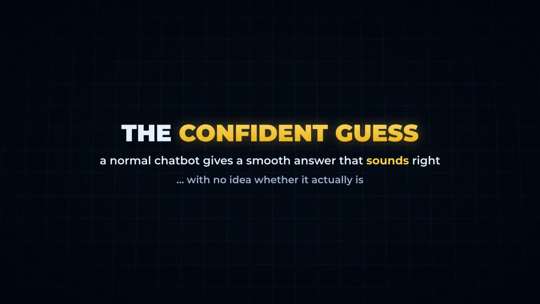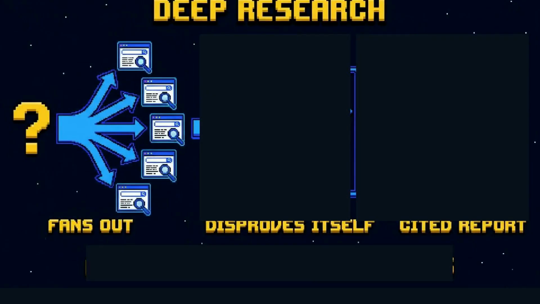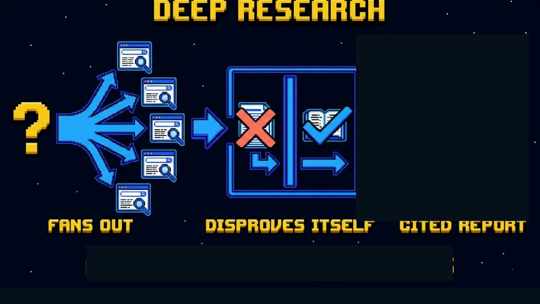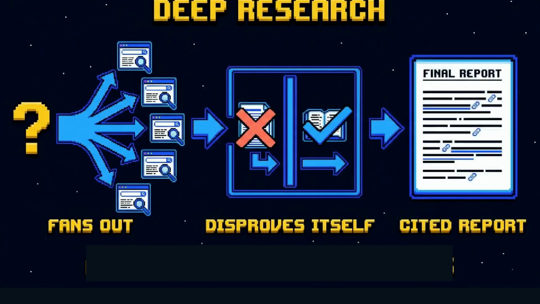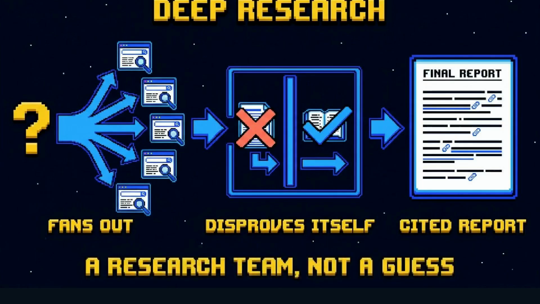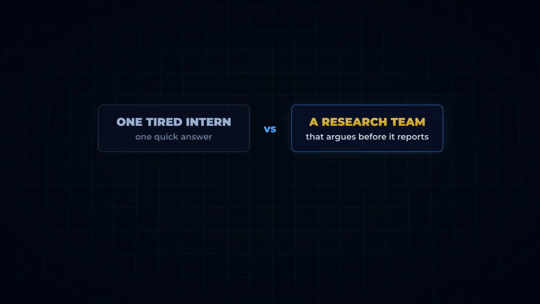From your one question, it fans out into a whole set of searches across the web. It pulls the real sources, and then, this is the part that matters, it tries to disprove its own findings before it trusts them. Claims that don't hold up under scrutiny get thrown out. Only what survives gets written into a final report, with the actual links so you can check the receipts yourself. It's the difference between asking one tired intern for an answer and running a small research team that argues with each other before they report back to you.